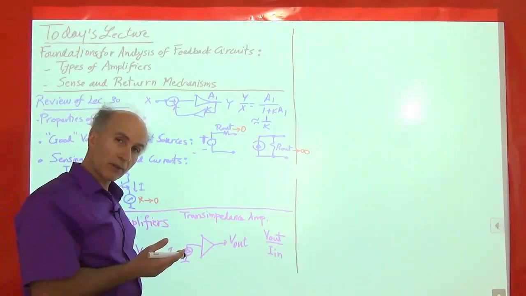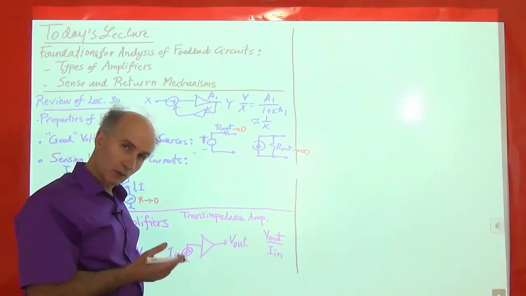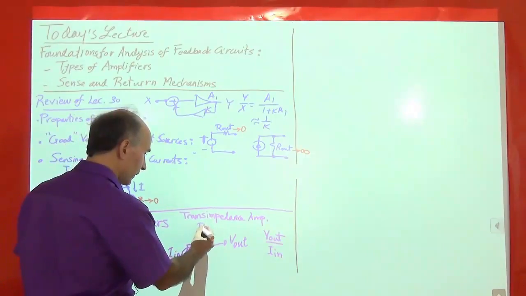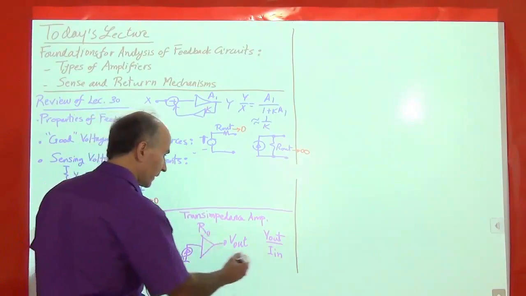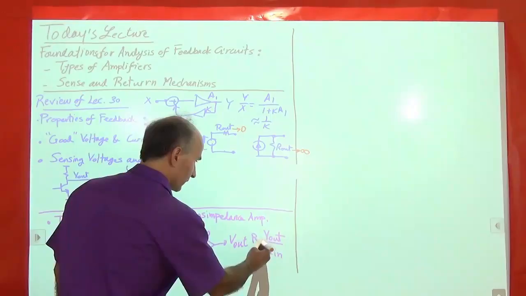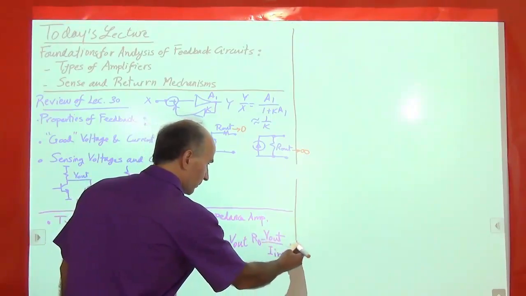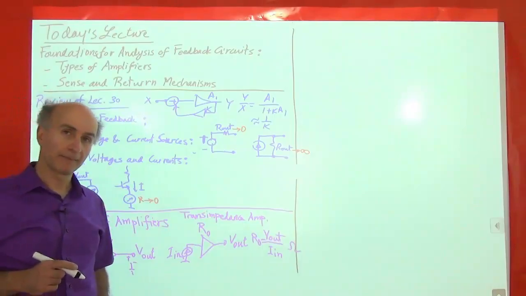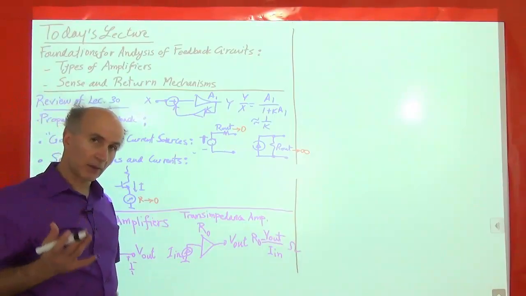So what should I call this? What's the unit? The unit is resistance, right? So in fact, I'm going to call this R0. R0 is the gain of the circuit. And the unit is ohm, right? Ohms. Very strange, right? But it's not really that strange.